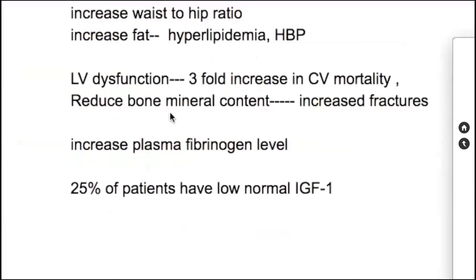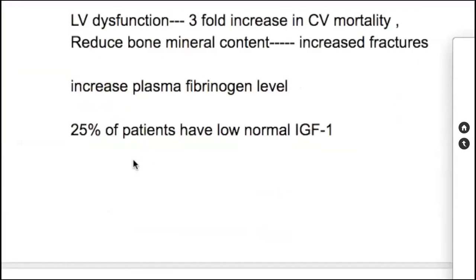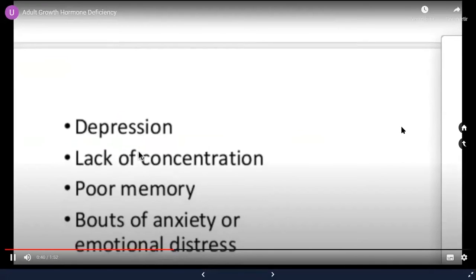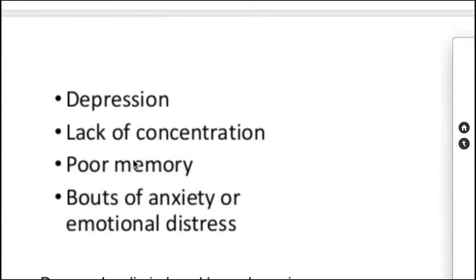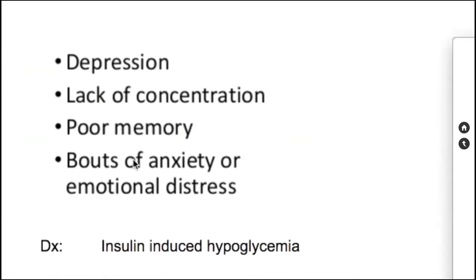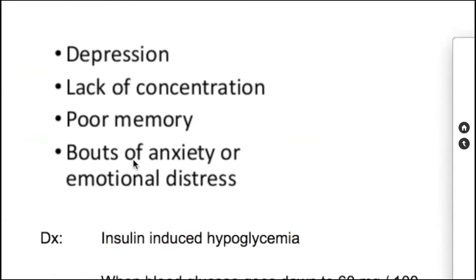On the bone, there is reduced bone mineral content and increased fracture. There is hyperfibrinogenemia. 25% of the patients have low normal IGF-1. The psychiatric features in adult GH deficiency are anxiety, depression, loss of memory, and lack of concentration.